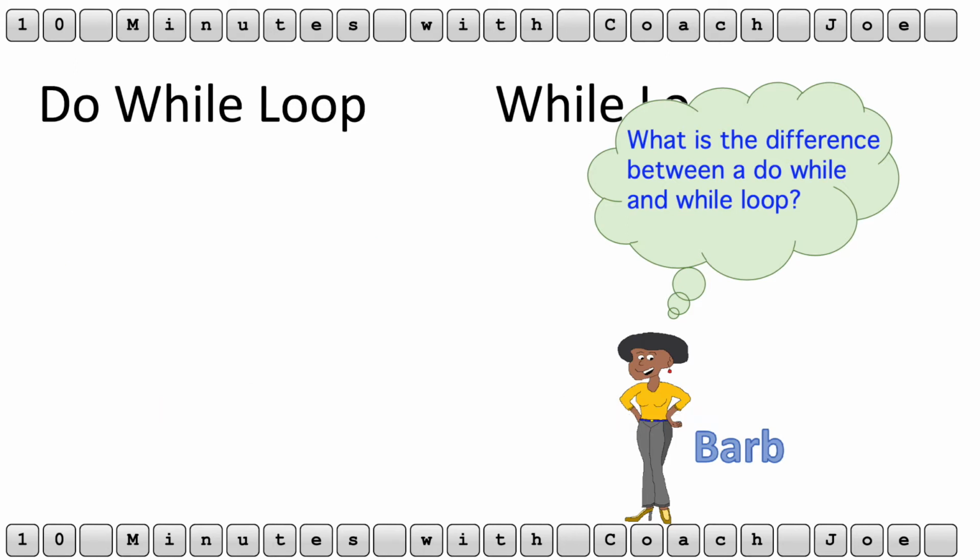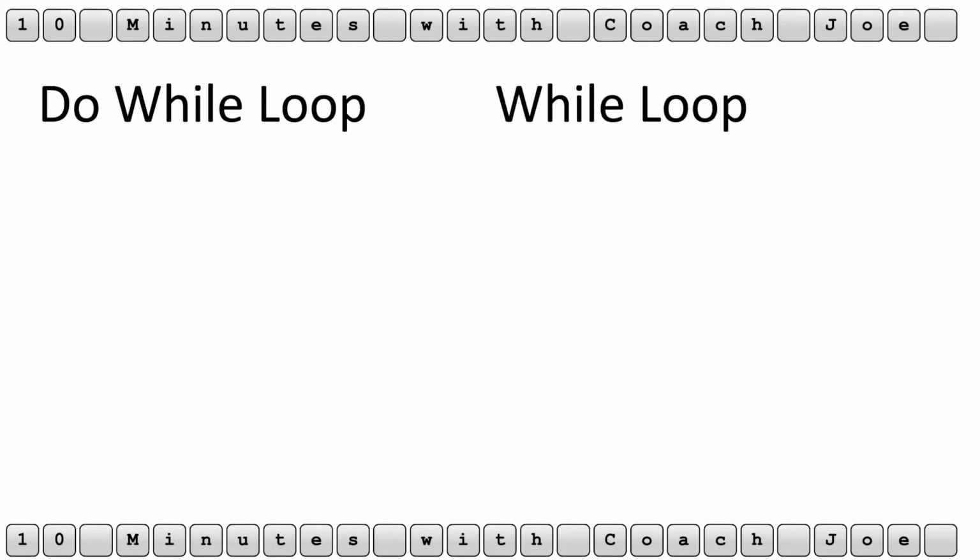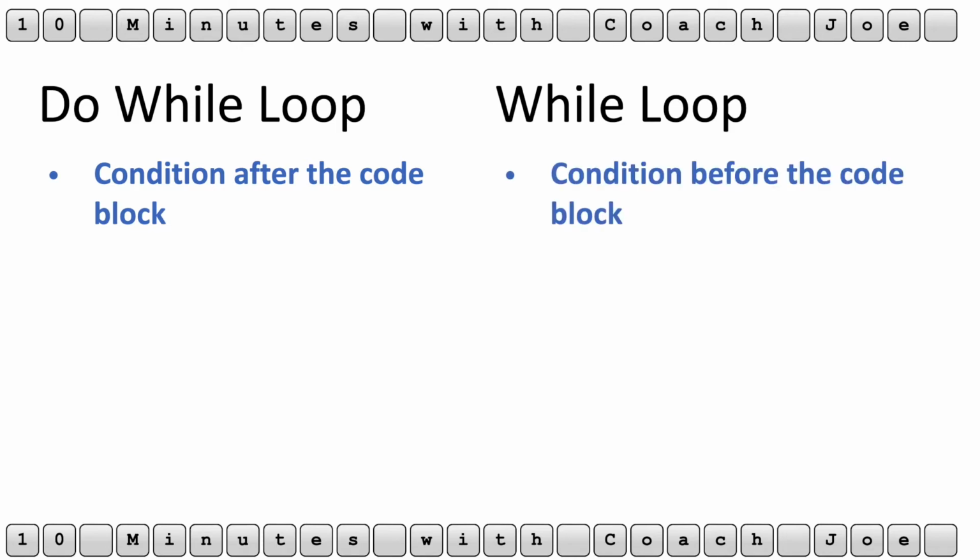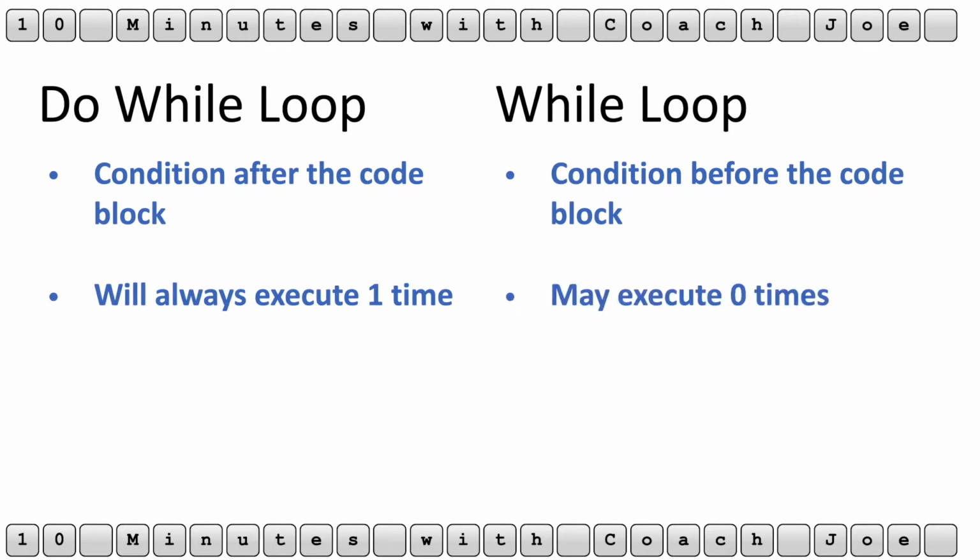Let me explain the difference between the do while and the while loop. The do while loop has a condition after the code block. The while loop has a condition before the code block. The do while code block will always execute one time. It is possible for the while code block to not be executed at all.